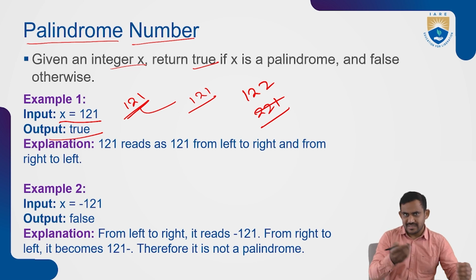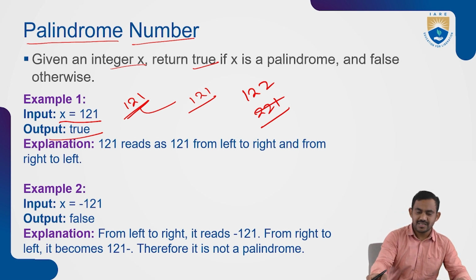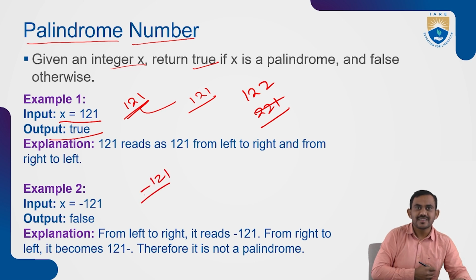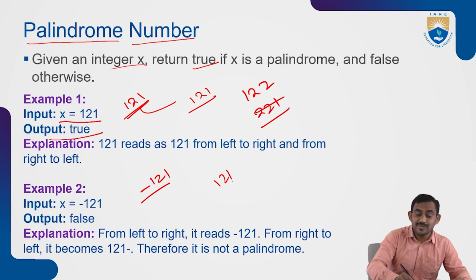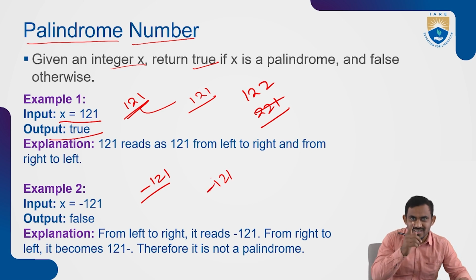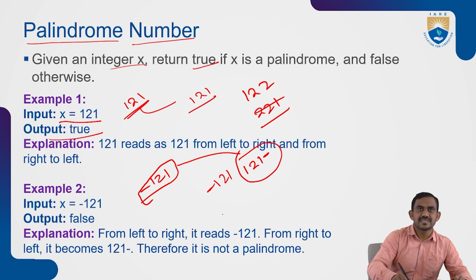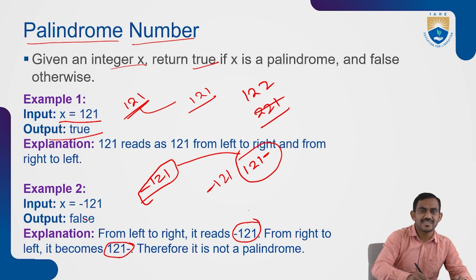One more example is given. Now, one more example is minus 121. If you reverse the number, we think about 121 only. What about the minus? So when you reverse it, minus 121 becomes 121 minus. Here we have minus 121, but there we have 121 minus. He gave the example like that. So in this case, it's a false statement.